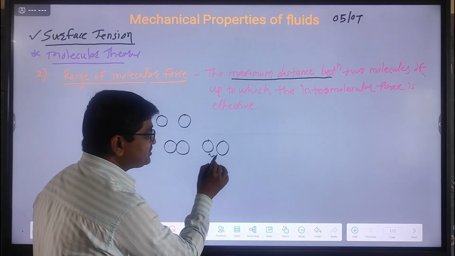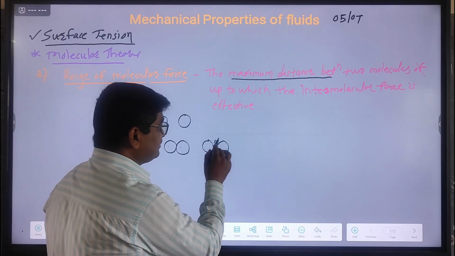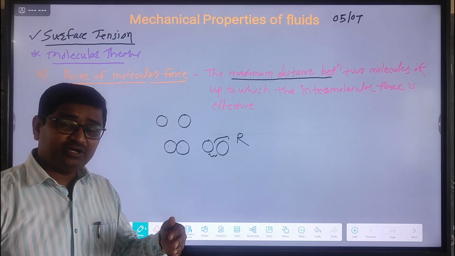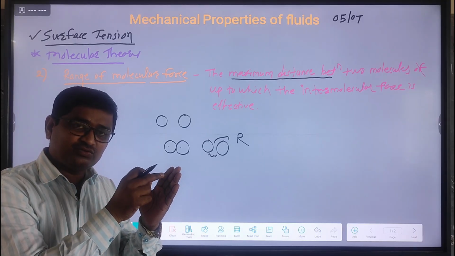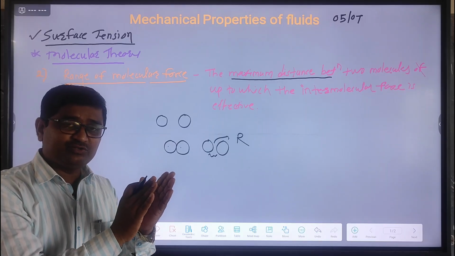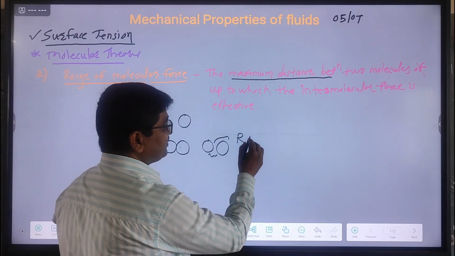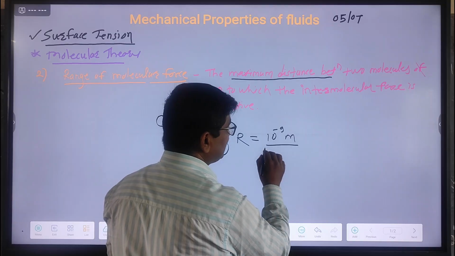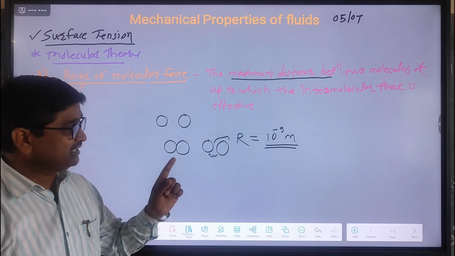Now, the maximum distance between two molecules up to which the intermolecular force is effective is called the range of molecular force. When the intermolecular force is effective, molecules are strongly connected, but they have a small gap between them. Such a gap is 10 raised to power minus 9 meter, that is 1 nanometer, which is the range of molecular force. That is very important.